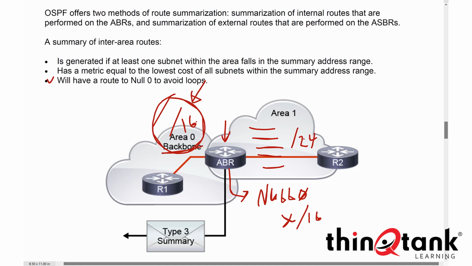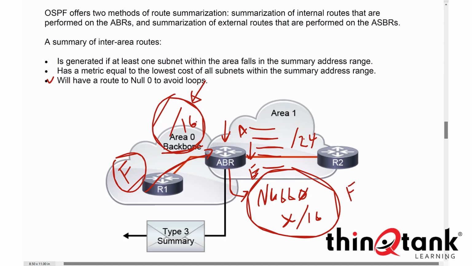So let's say this is network A, B, C, D, E, right? A through E. And over here, somebody thinks that they can route to network F. It doesn't really exist, but it's part of that /16 range, right? So that traffic will go to the ABR, but the ABR doesn't have an F network. However, it has this null 0 /16, which includes F. So that packet will get routed to that null zero interface, and the packet will ultimately get dropped. And that's the loop avoidance mechanism.